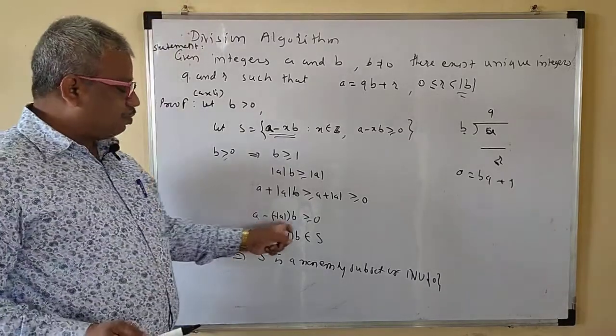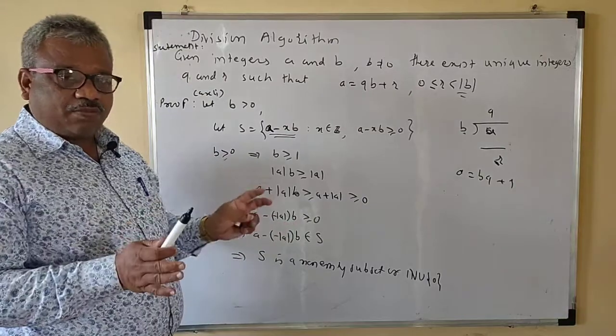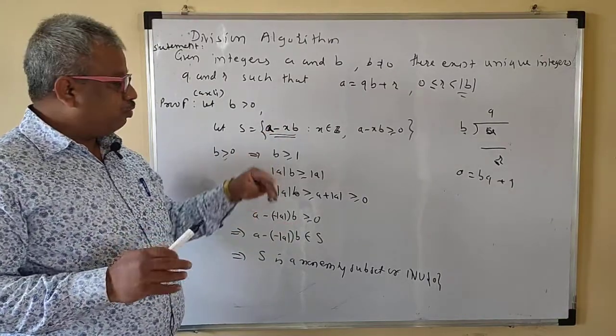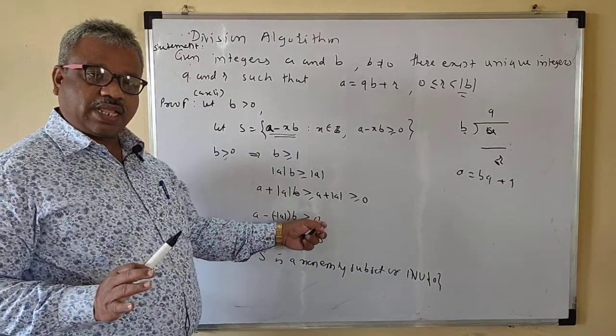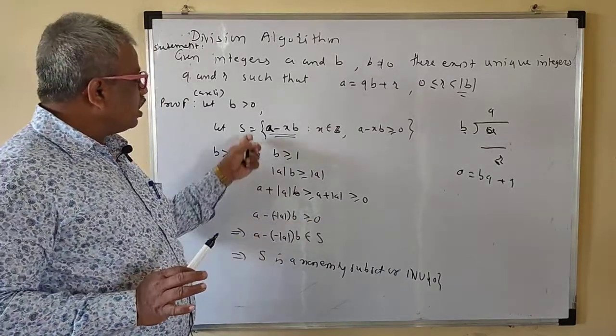This number is of the form a minus xb, and all the numbers of the form a minus xb which are greater than or equal to 0 are elements of S. So this number is greater than 0, so this is an element of S.